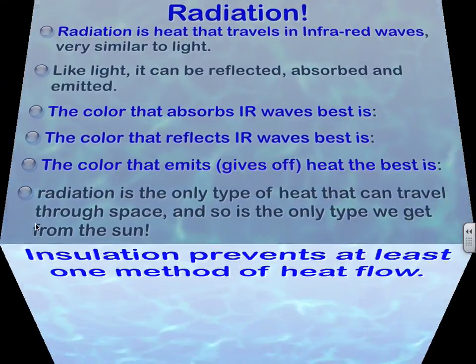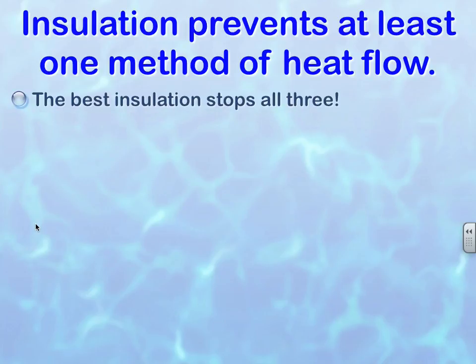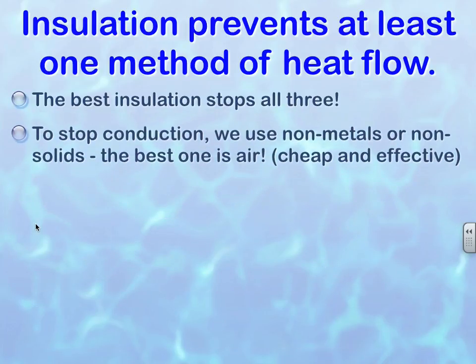So that's radiation. Now, if we understand the three ways that heat does move, then we are better able to stop it. And we've hinted at all of these as we've been going through here. If we're going to make insulation, we want to stop heat flow. The best insulation is going to stop all three methods of heat flow. And of course, to stop conduction, we want to use something that's not a conductor. So metals are completely out. You will never make an insulation out of metal. That would be really, really bad. So we want to use non-metals or non-solids.